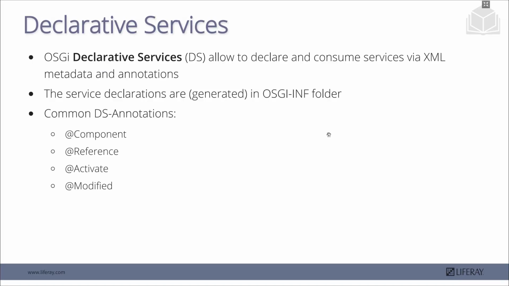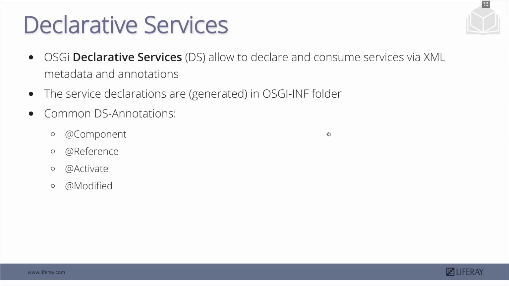So how do we make components within the OSGi world? There are two different ways. The way that we're going to be talking about is the main way that we'll be creating components from here on out. The way we create components is using Declarative Services, or DS for short. Declarative Services is quite straightforward. All we need to do is use specific Declarative Services annotations.